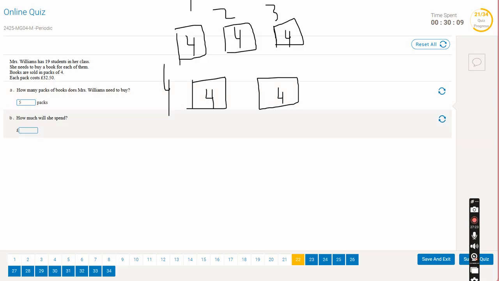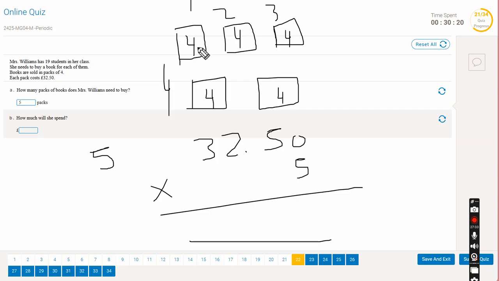So 5 packs. How much will she spend? You'll just multiply 5 packs. Each pack is 32.50 times 5. Do you understand why it's 5 packs? Every pack has 4 books and we have 19 students. She cannot miss even one student. If she only has 4 packs, it will be 16. So 4 plus 4 plus 4 plus 4, you're getting 16. We don't want to miss any students, so we'll be adding another pack. So 5 times 0 is 0, 5 times 5 is 25, 5 here, up to 10, 11, 12, and so on. So 162.50.